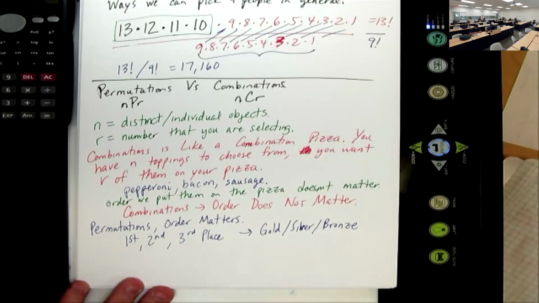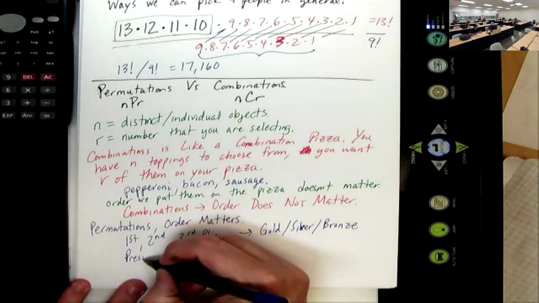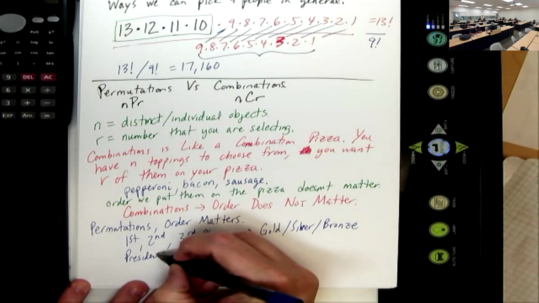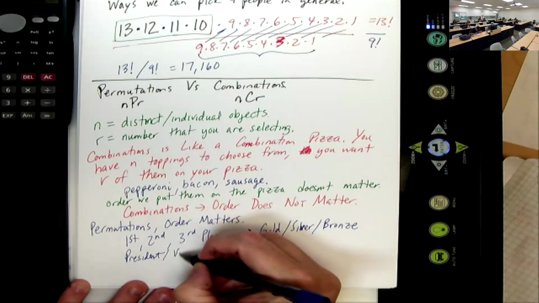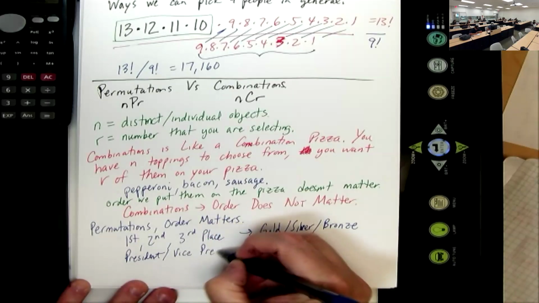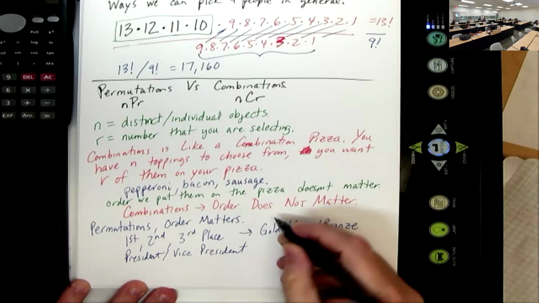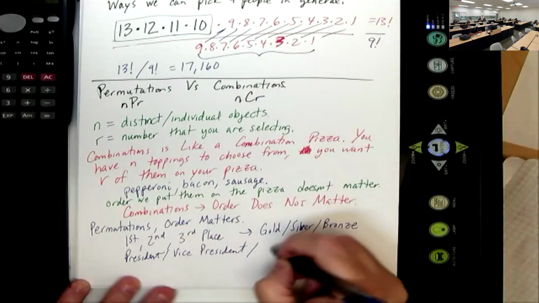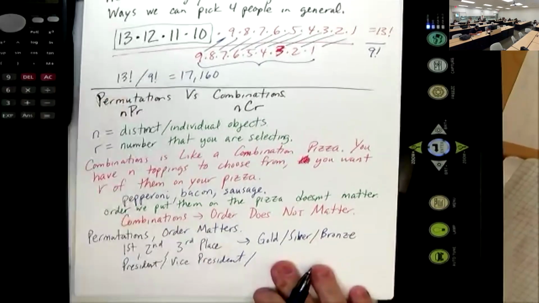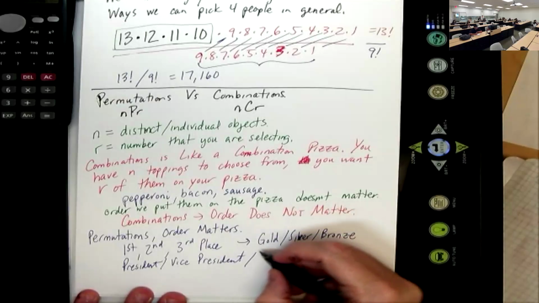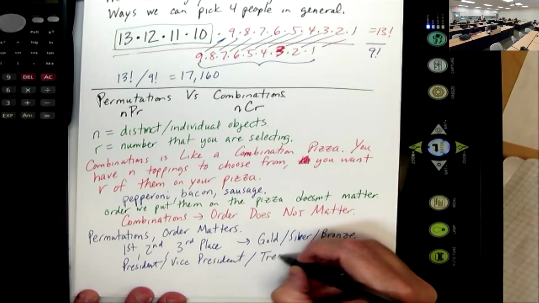It could be something like president, vice president. You're drawing from or picking people from a club, and you need people to fill the slots. Like, let's say we were doing our 8 guys and 5 gals, and we wanted a president, vice president, treasurer, secretary.